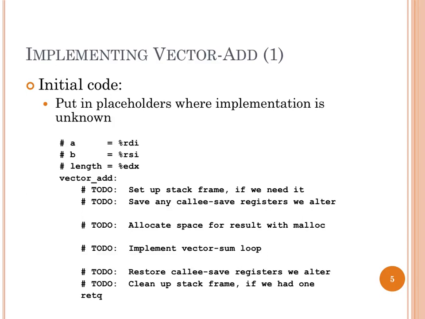Because guess what? Assembly code doesn't really have types. You'll see that as we go through this. But at a minimum, you need to know where the arguments are. So A is in RDI, B is in RSI, length is in EDX. Okay, so we know what we're dealing with. And then I might need a stack frame. I might need to save callee-save registers.